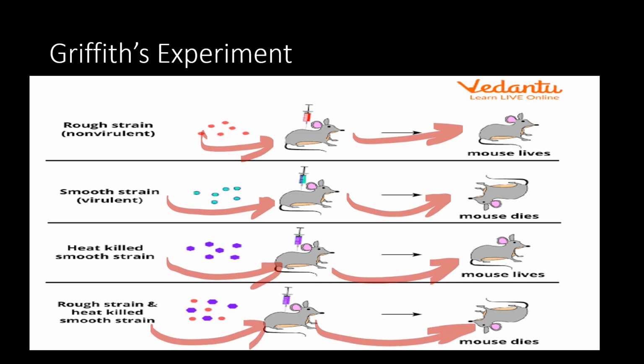In the fourth experiment, he used live rough strain and heat-killed smooth strain, and the result was very unexpected: the mouse died. He thought, when I used heat-killed smooth strain, the mouse remained alive. When I used live R strain, the mouse remained alive. But when I used a mixture of both, why did the mouse die? This led him to think that something was transferring information from dead S cells to live R cells, and he also collected live S cells from this dead mouse's body.